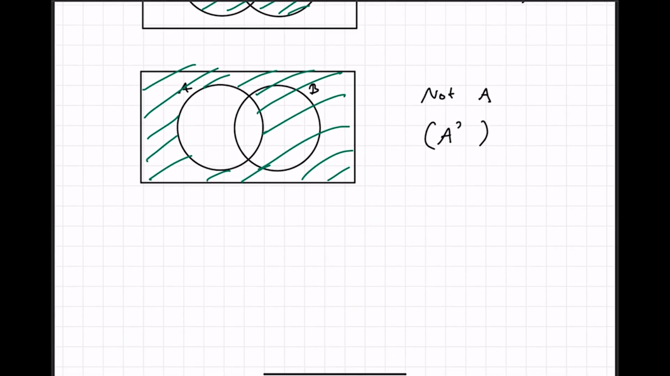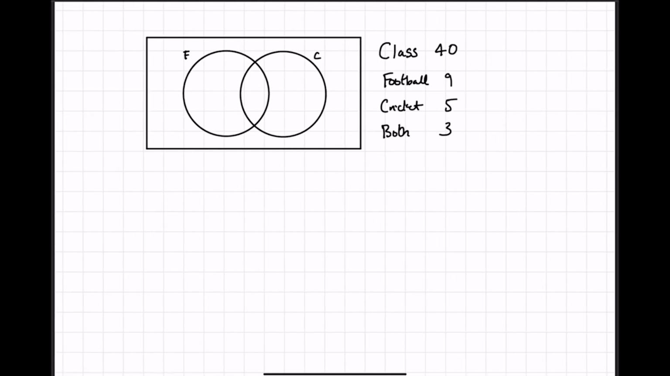It'll be good to show you some examples because there are some word questions which people often get confused with. So I'll show you a few examples of how these work. Let's say we have a question where it says, I have a class of 40 people where 9 people play football, 5 people play cricket, and 3 people play both. What's the probability that if I pick a child, they do not play cricket? So not cricket. What's the chance they do not play cricket?